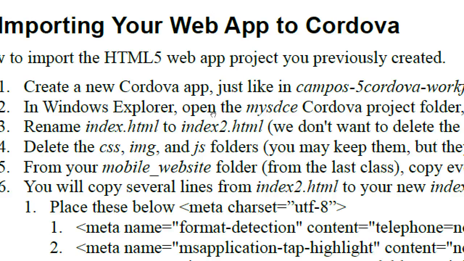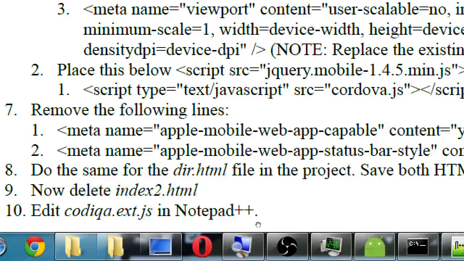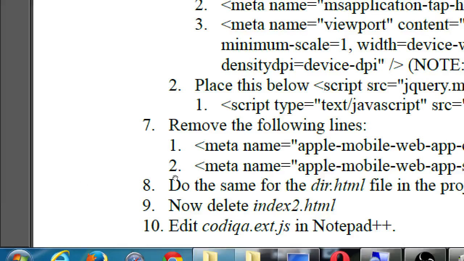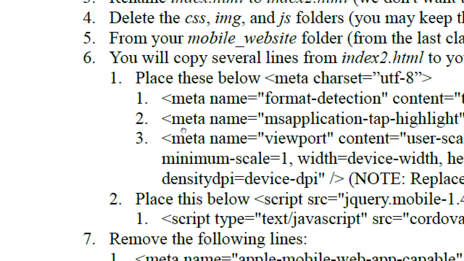Also, I forgot to say, we will remove the CSS, image, and JS folder of our current basic project. We don't need those files. We've got our own CSS, our own images, our own JavaScript. So we're going to remove those from the template file, but not the index. And we're going to copy all those files from last month into the project and copy and paste a few lines from index 2 into our new index. I'll explain what those are, of course, but make a note.